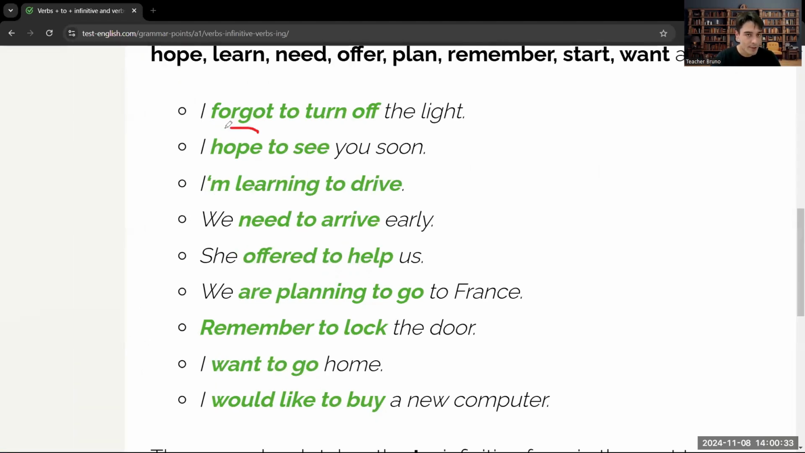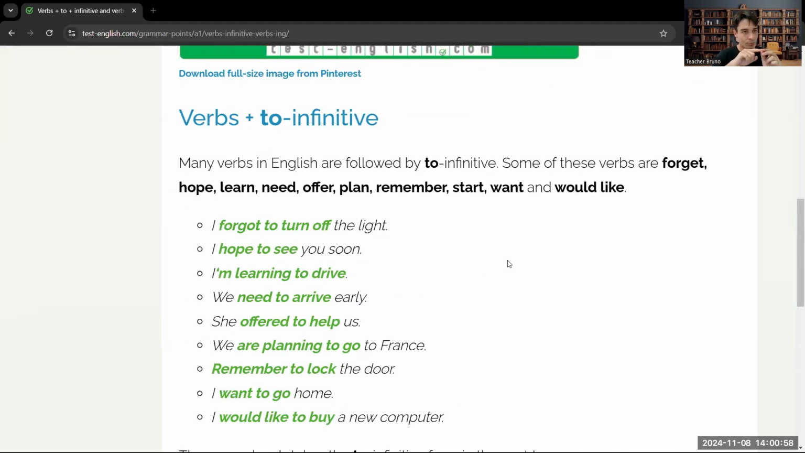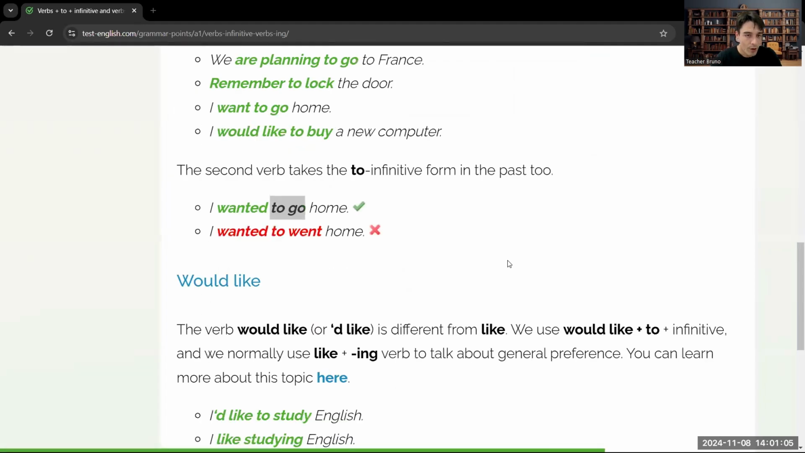So these verbs, as I previously described, use the infinitive and the verb. I'm learning to drive. Present continuous, to drive. We need to arrive. She offered to help, planning to go, remember to lock, and want to go. With all these verbs here, to and the verb: to see, to drive, to arrive, and so on and so forth.